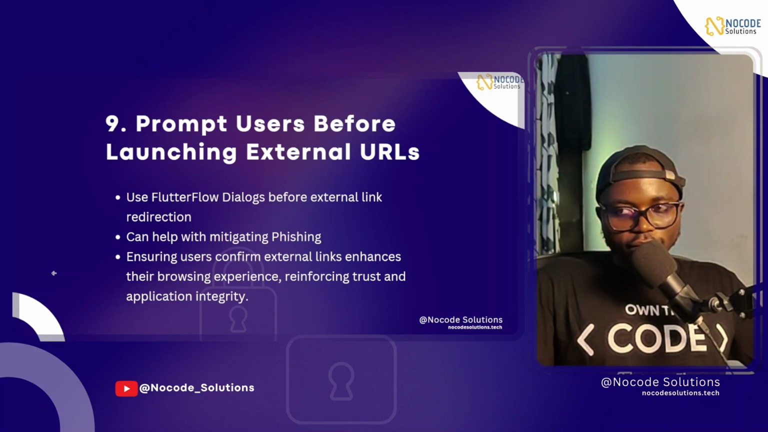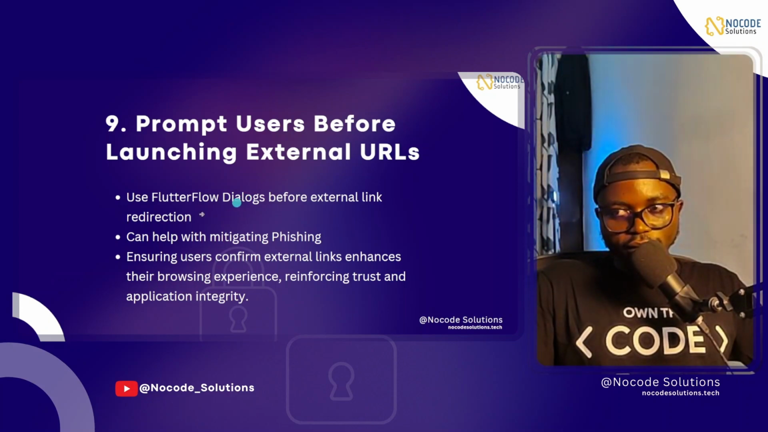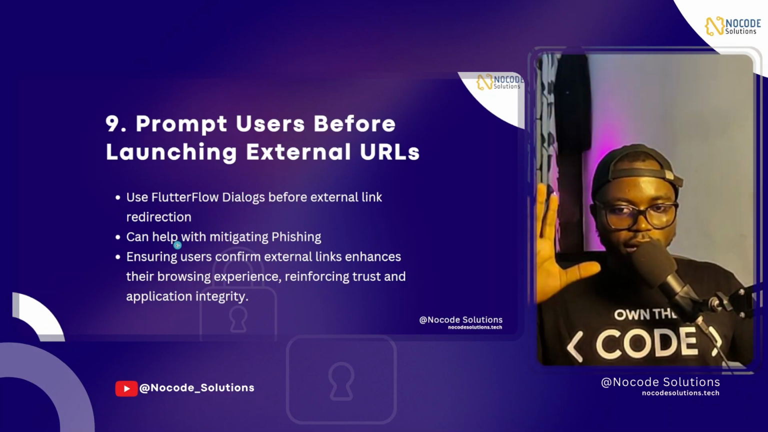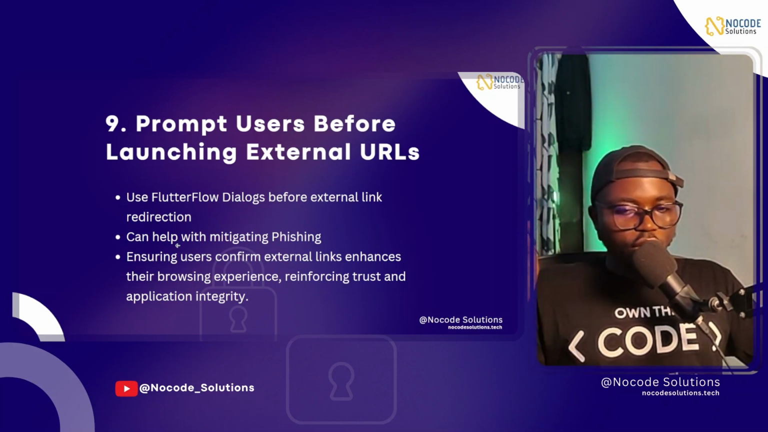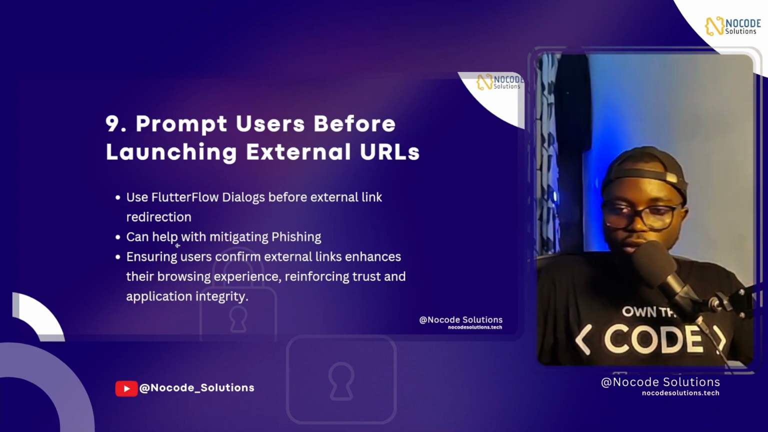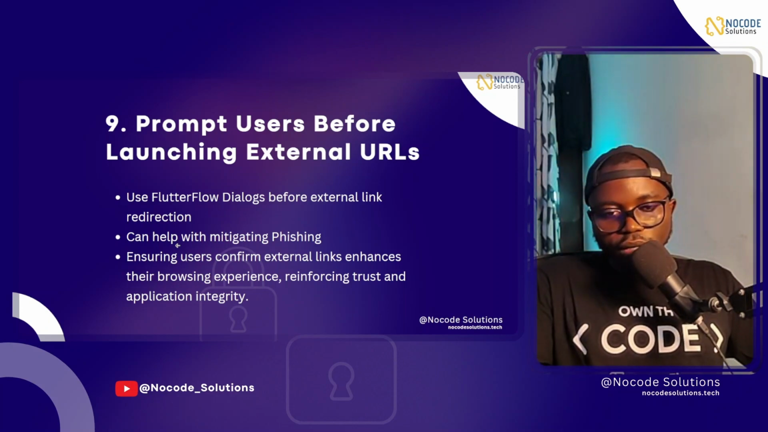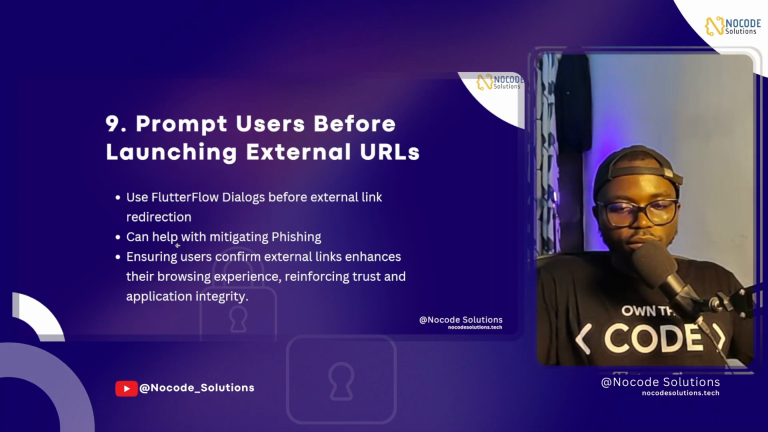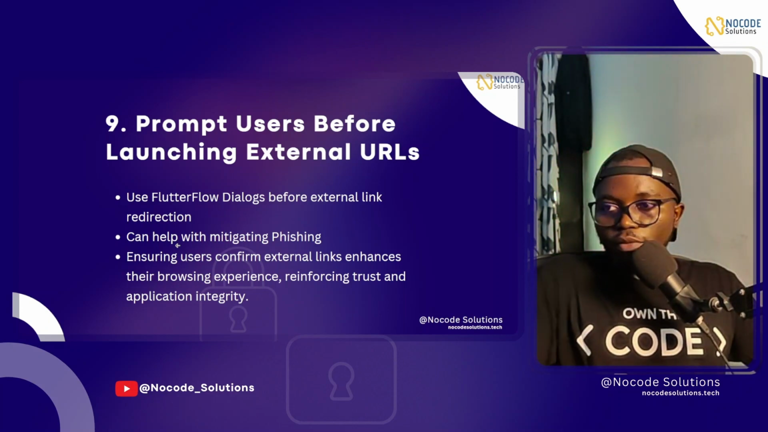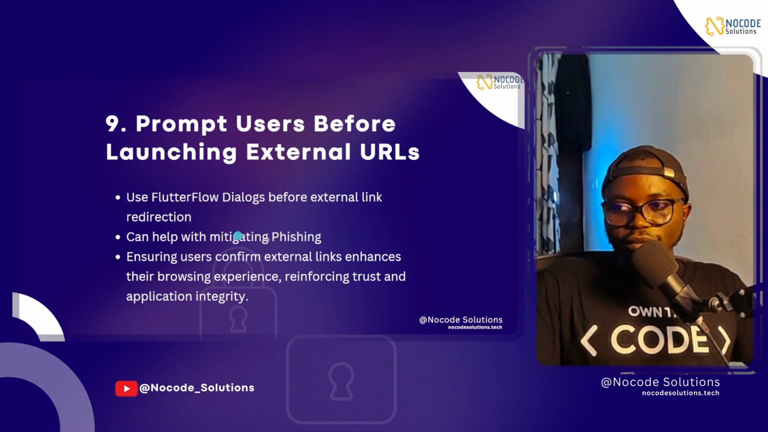Now, to do that in FlutterFlow, you can use something like dialogues, right? FlutterFlow has a feature called dialogue. You can do pop-up dialogues and just ask them to confirm that they're about to navigate to this URL. Spell the URL out correctly so that they see it, like you're about to go to this URL. If it's an external URL, then they have to confirm, okay, take me there, before you go there. Now, this can help mitigate phishing.